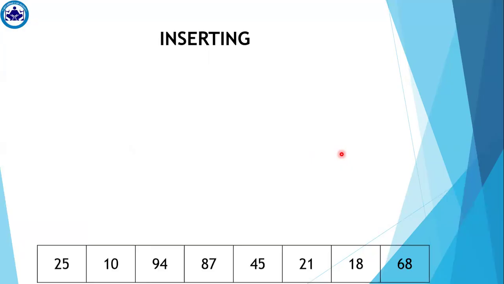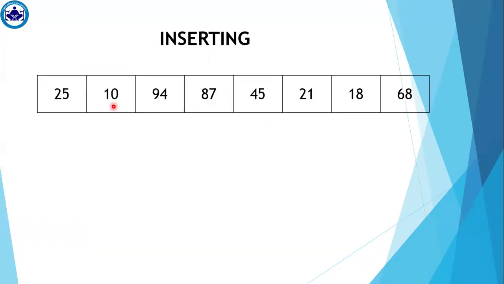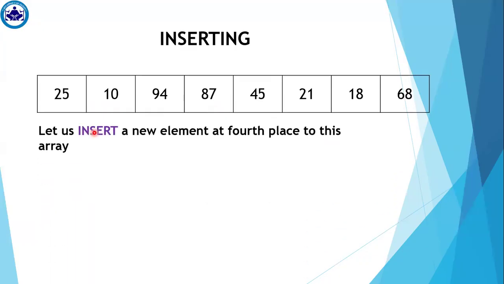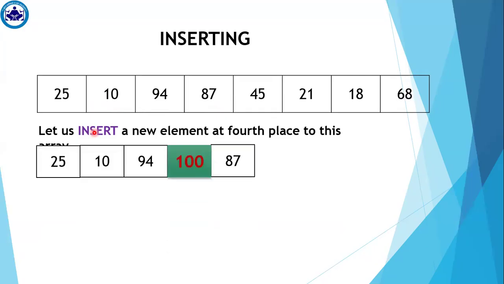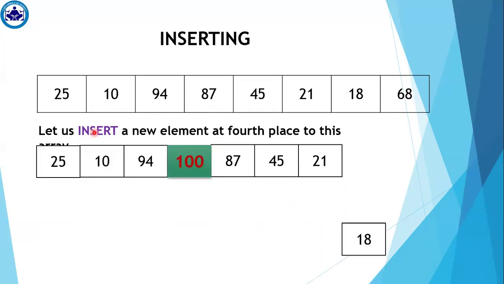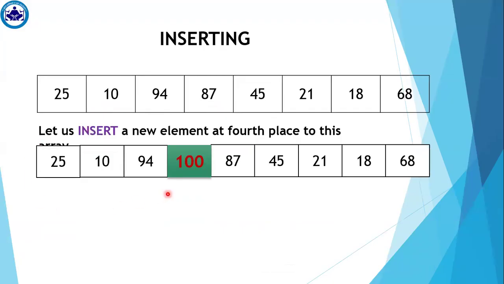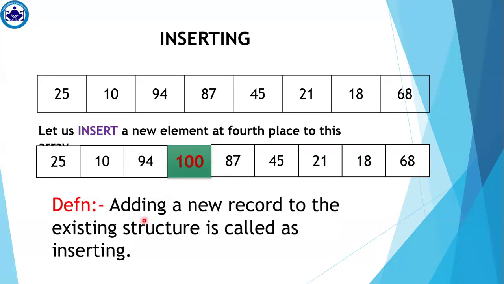The second operation is inserting. Again, consider this array of elements. Now, we will insert a new element into this array. So, let us insert a new element at the fourth place of the array. Yes, at the fourth place, I have inserted a new element, that is 100. So, this process is called as inserting. So, inserting is adding a new record to the existing structure.